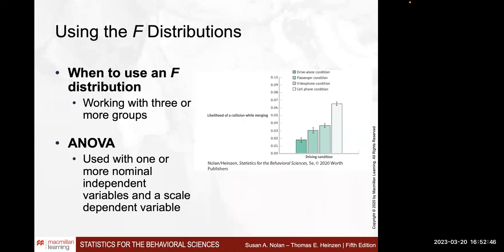Okay, so this is the idea. We have one or more nominal independent variables and one scale dependent variable, which is the y-axis. Any questions to that? As a concept, this is the prime concept. That's the foundation.